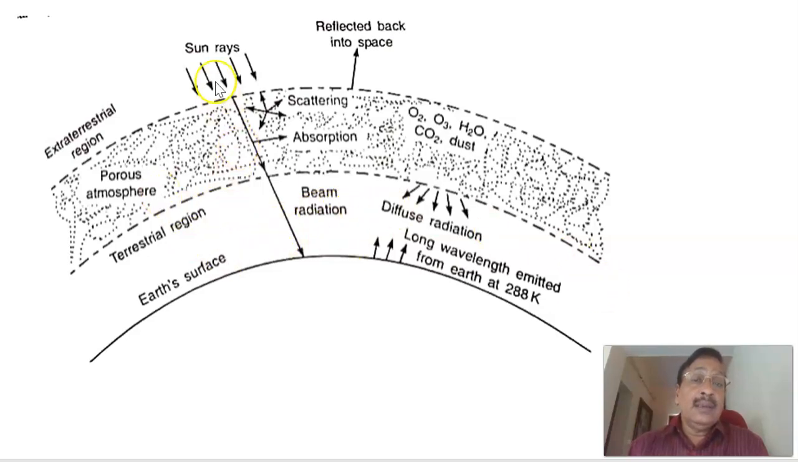Therefore, here, this one is the diffuse radiation. Scattered and diffuse radiation is coming. Diffuse radiation and the beam radiation together are the total radiation that comes to the earth. And a certain portion is reflected back to space. What reaches the earth's surface is the sum of the beam radiation and the diffuse radiation.